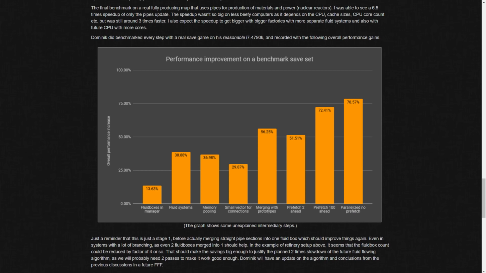In a future Factorio Friday Facts, there's 4 Fs there. Yeah, that one. I don't think there's another Friday Facts out there, but Factorio Friday Facts, yes.